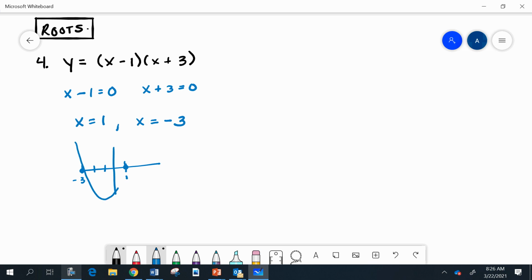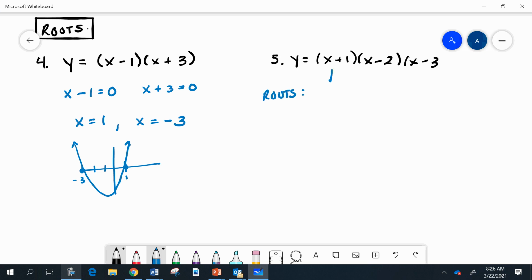Okay, so it would kind of go like that and be, sorry about that, I keep hitting the eraser key by mistake, and it would be this parabola. All right, well, what about something like this? Let's suppose we have a polynomial that looks like x plus 1, x minus 2, x minus 3. So again, this is the factored form. What would the roots be? Well, the roots are going to be x equals negative 1, and x equals 2, and x equals 3, right?